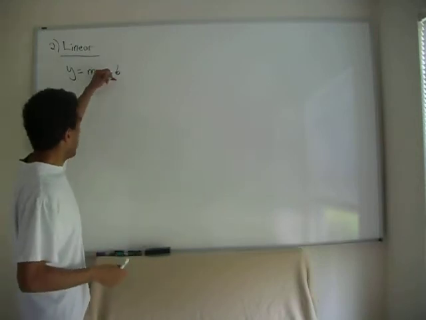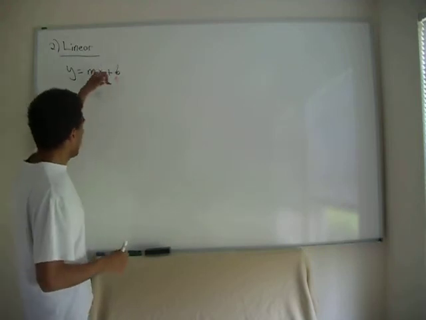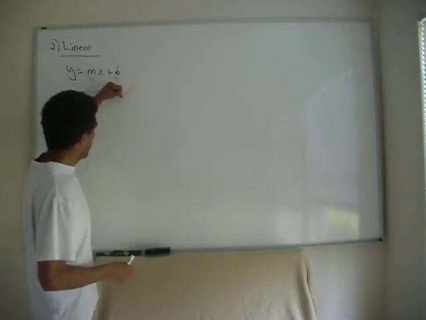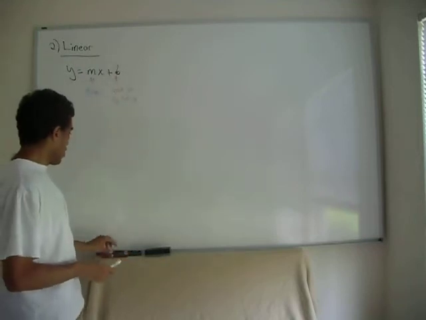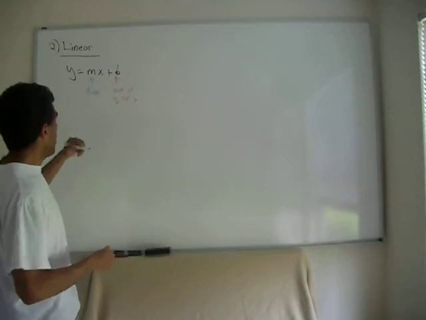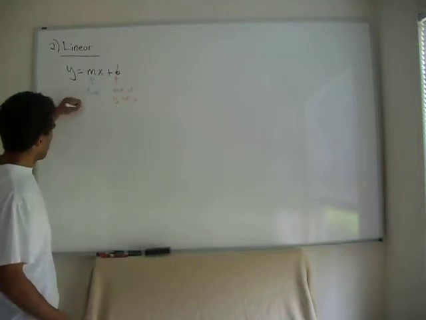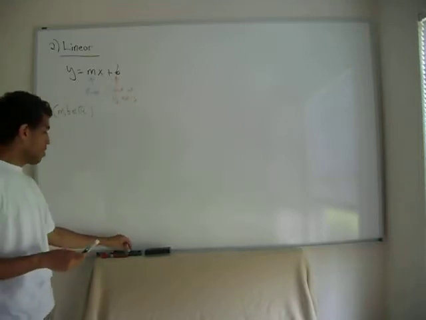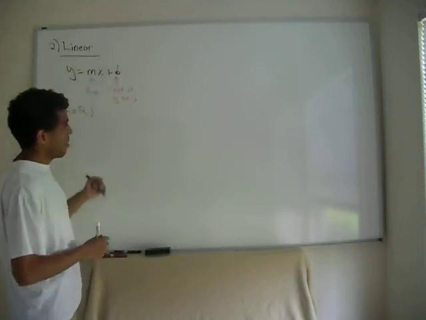B, on the other hand, is the cut with the y-axis. We're going to get to that in just a second. In essence, m and b belong to the real numbers. That means that they are constants, all right? The only variable that you have in a linear function is x, okay?